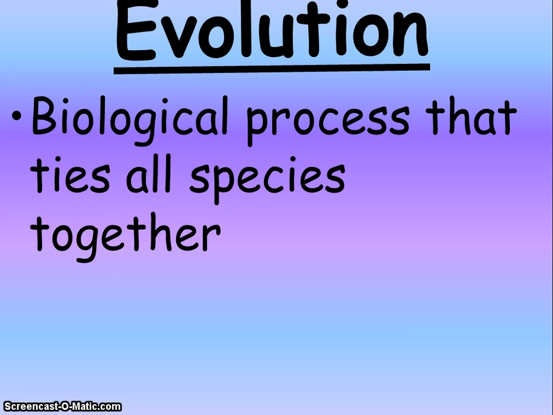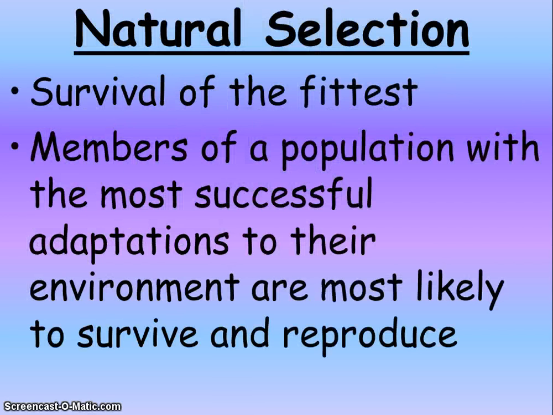So what is evolution? Evolution is the biological process that ties all the species together. It's a change through time. Just to give you an example, the bones in our middle ear have evolved from bones that were originally part of the jaws of our ancestral fish that lived long before the four-legged animals ever set forth on land. So there's a gradual change through time.